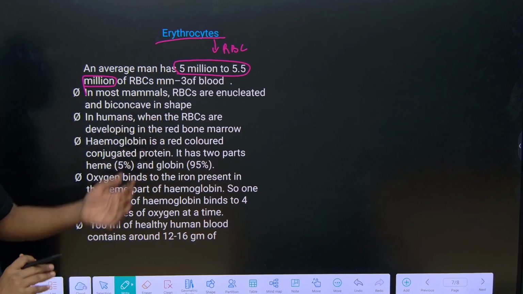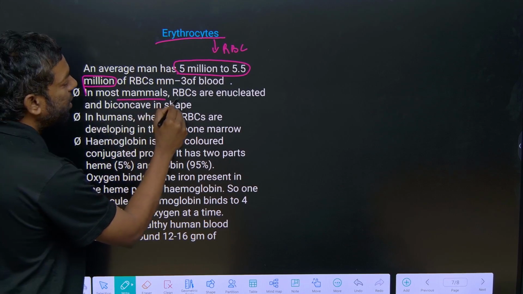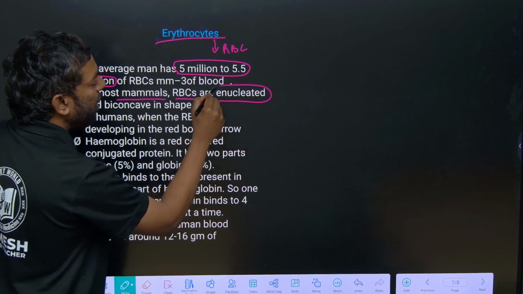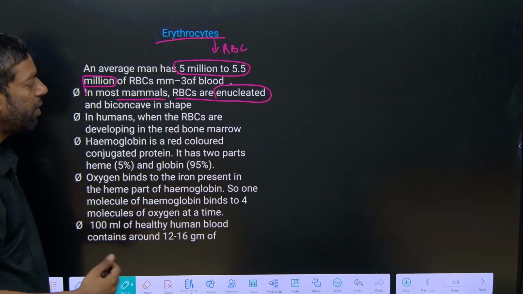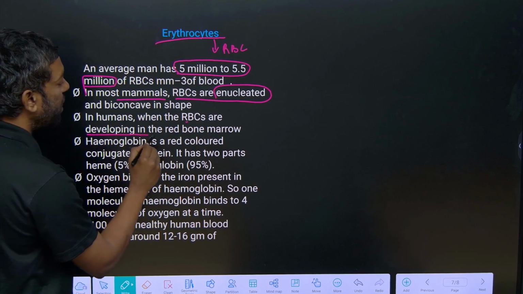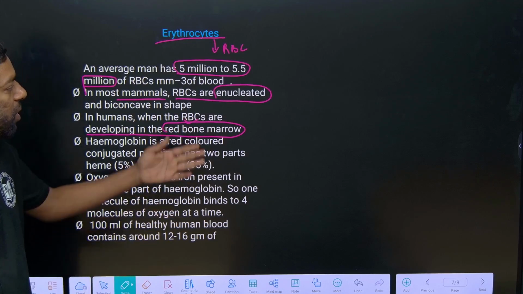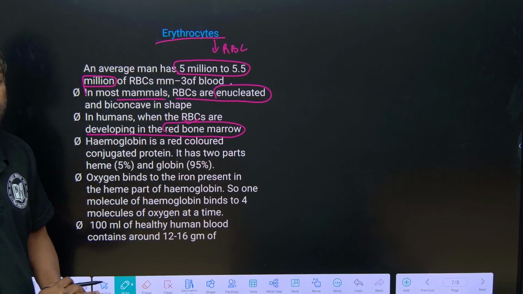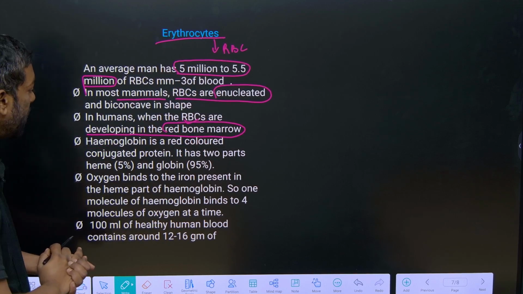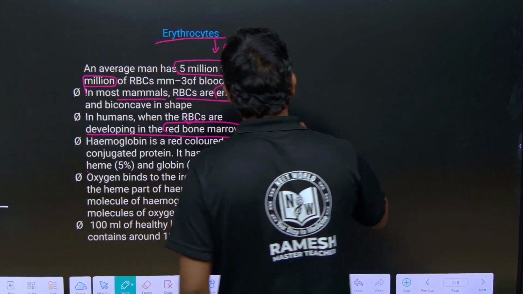The average RBC count is 5 to 5.5 million. In most mammals, RBCs are anucleated. RBCs are developed in the red bone marrow, anucleated, and 5.5 million.